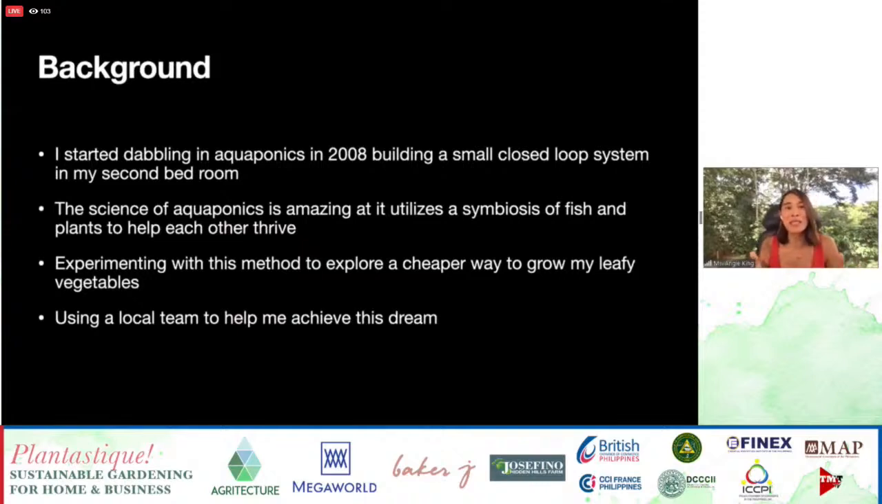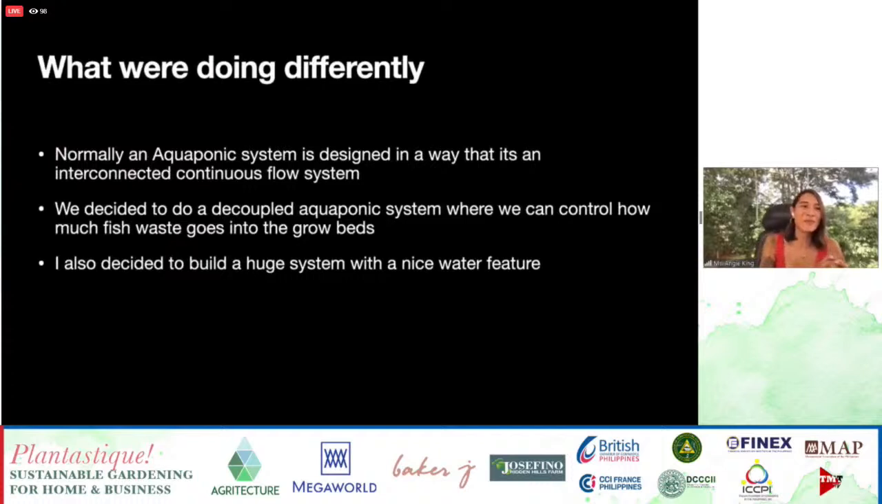And that's why I put here, it's a symbiosis of these two elements, which is sort of copying nature in a way where you have the rivers and the streams, which act as the same principles as the aquaponics that we know today. Also, experimenting with this method is a way to explore if I can grow the leafy veg in a cheaper option than using the vertical tower system. And we're also tapping a local team to help me achieve this dream.